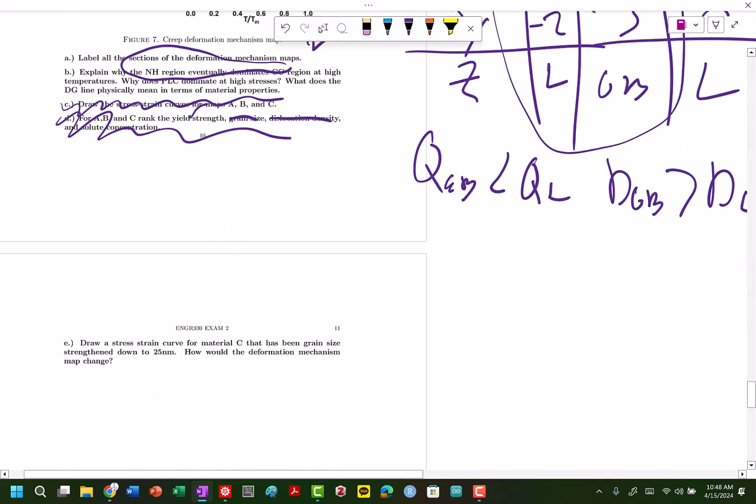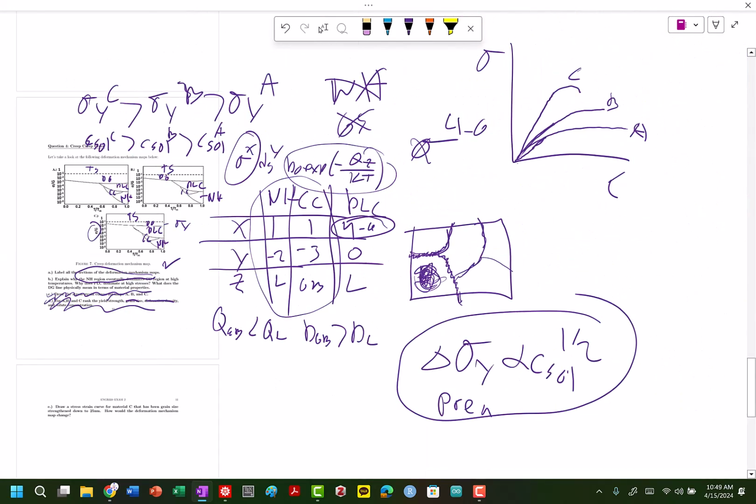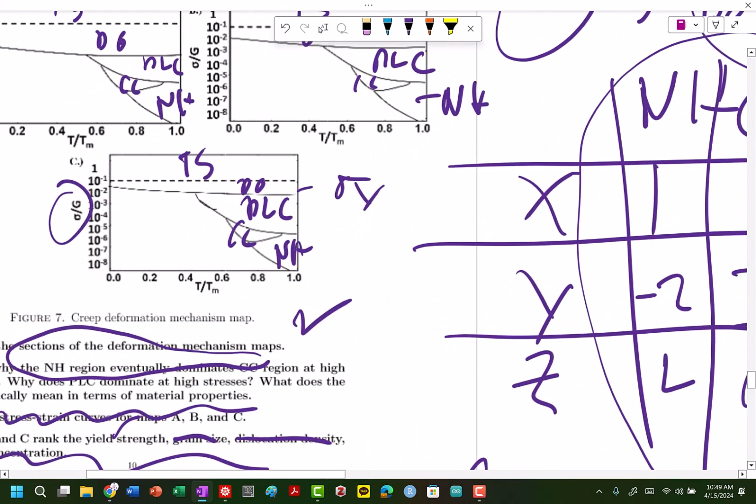Draw a stress strain curve for material C that has been grain size strengthened down to 25. So if I took C and grain size strengthened it, I'd have the same slope here, but now my yield strength would be higher, and I'd fail right here. So this would be grain size strengthened. And if I'm looking at C here and I grain size strengthen, I would see a big chunk right here, so a larger cobalt creep region, and this would be even higher right here, just like that.